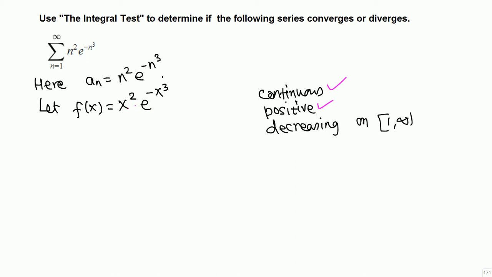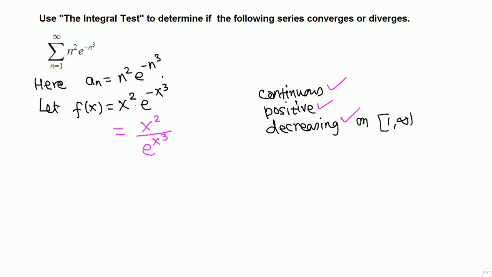x squared times e to the negative x cubed can be written as x squared over e to the x cubed, getting rid of this negative exponent. And when x is very big, this bottom gets bigger than the top. The function e to the x cubed grows faster than x squared. That means this function is decreasing. So this is also true.